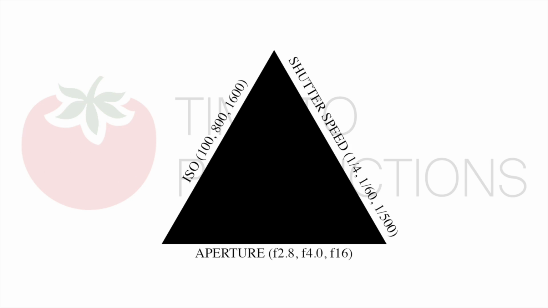So we're going to be focusing on the aspects of the camera that fit into what's called the exposure triangle. There are three aspects: shutter speed, aperture, and ISO. We're going to deal with each one in turn.